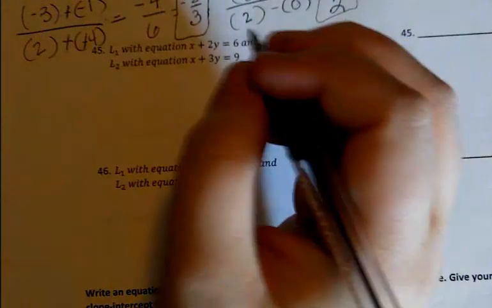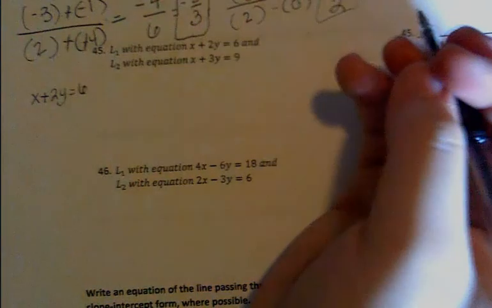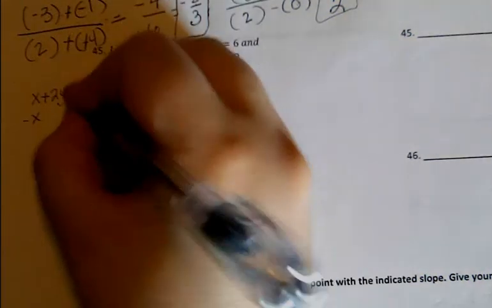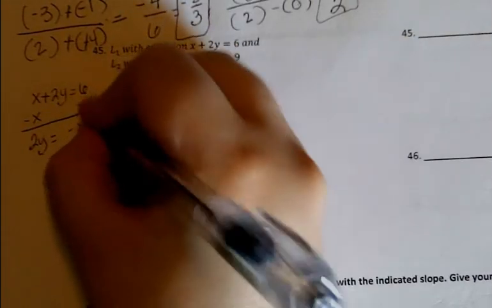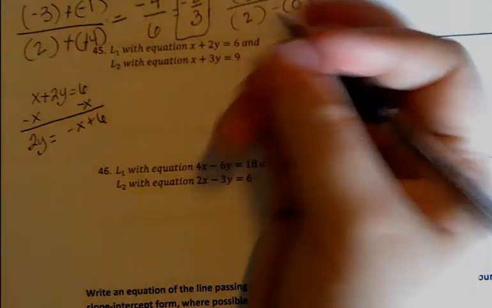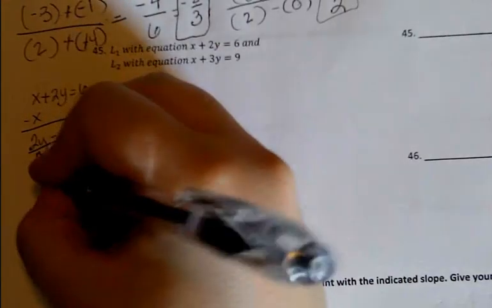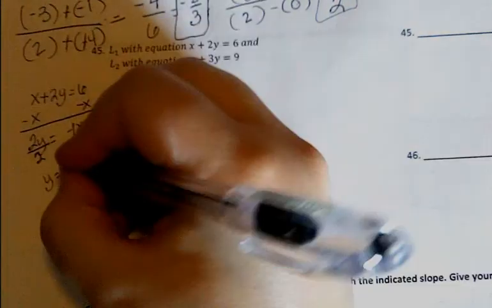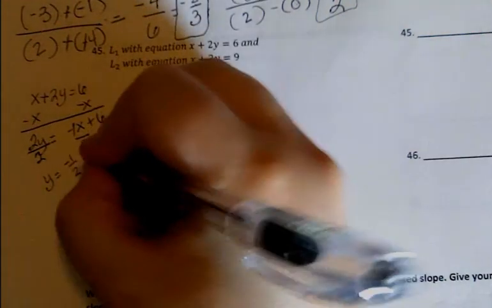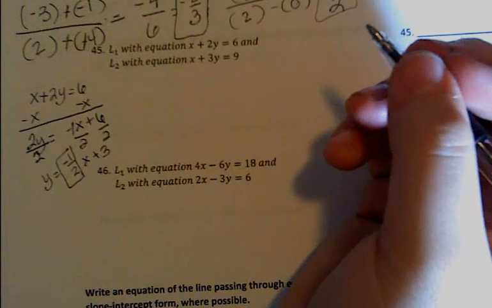x plus 2y equals 6. So to get the y by itself, I would subtract x from each side, which gives me 2y equals negative x plus 6. And then I would divide each term by 2, which gives me y equals negative, this is understood to be a 1 in front of that x, so negative 1/2 x plus 6 divided by 2 is 3. So my slope for this line is negative 1/2. Now I've got x plus 3y equals 9.